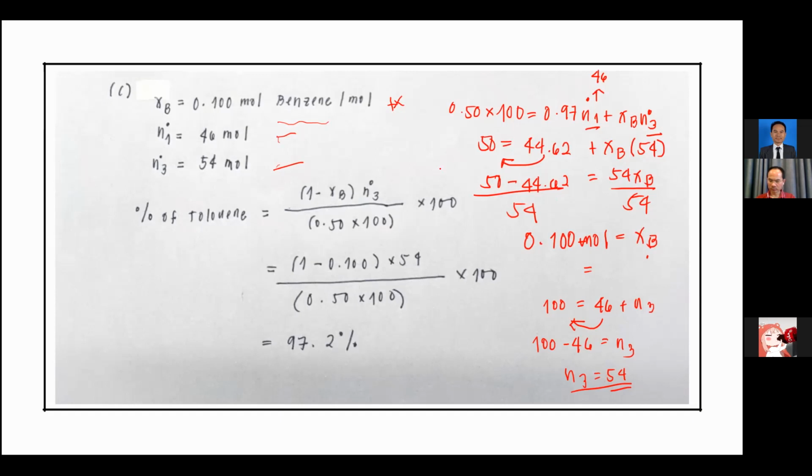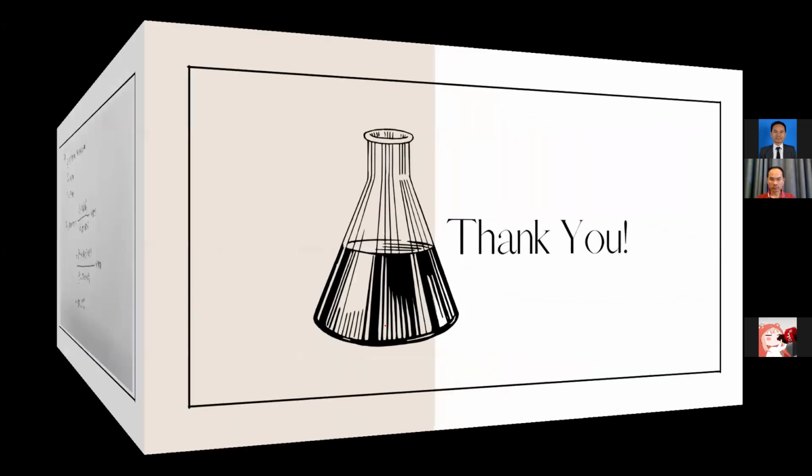Next, for the percentage of toluene, we have 1 minus XB times N3 over 0.50 times 100. We already know N3, so we're going to put this one as 54. Then if you calculate this one, we're going to have 97.2%. So that's all.